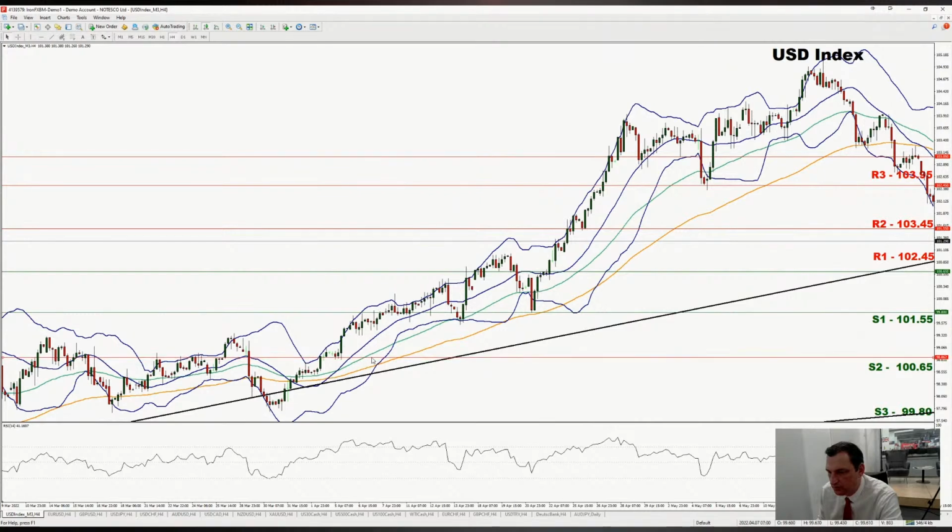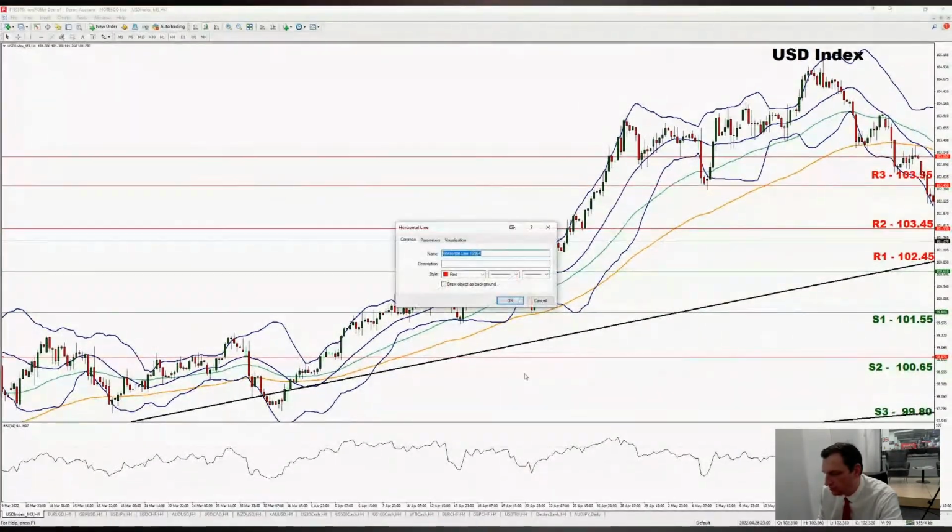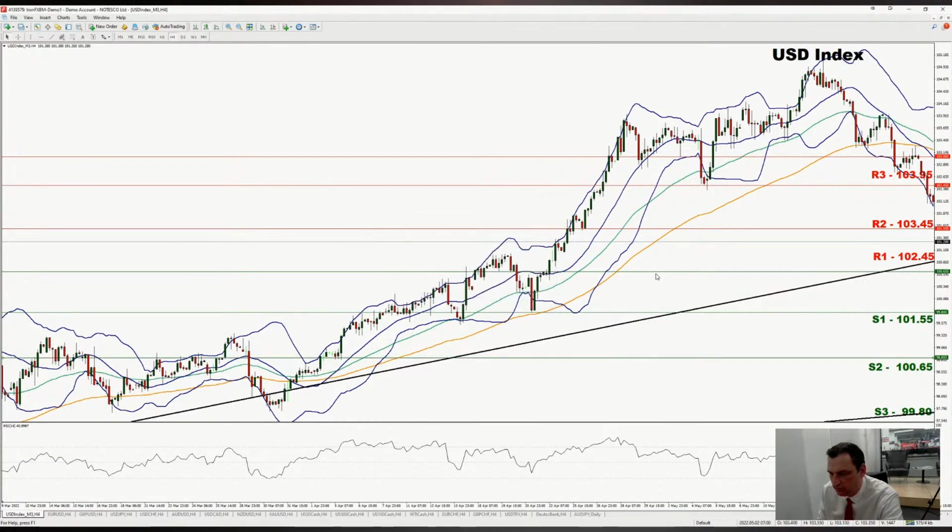Okay, I would be noting this level, as we had a number of touches on the downside as a support line, but also as a resistance line. So that would be in green, the 98.85.